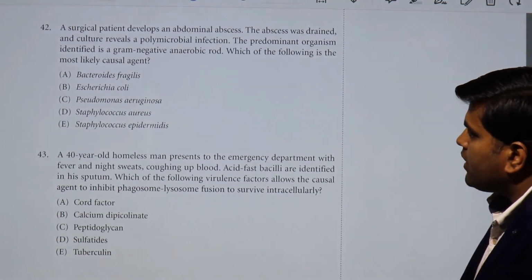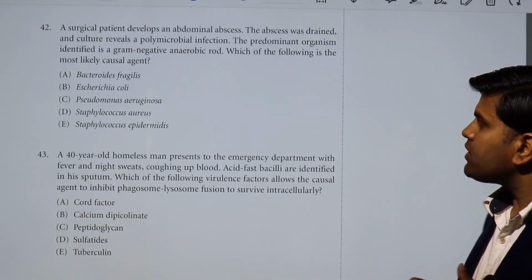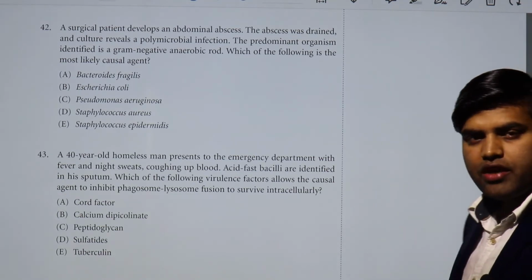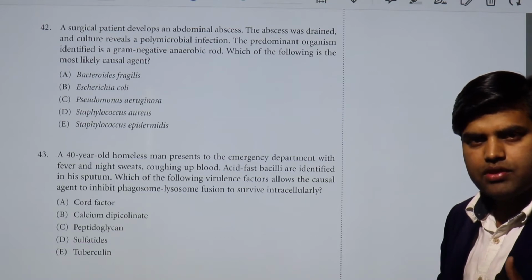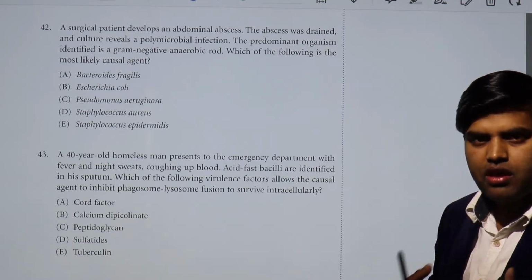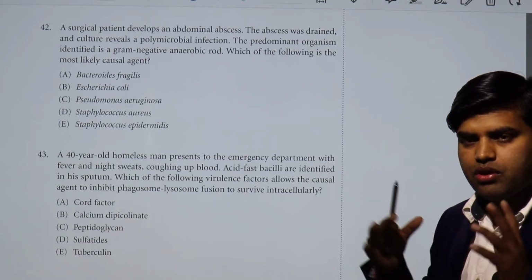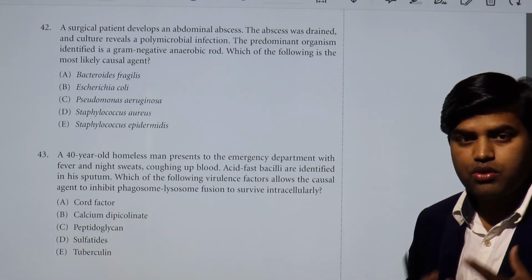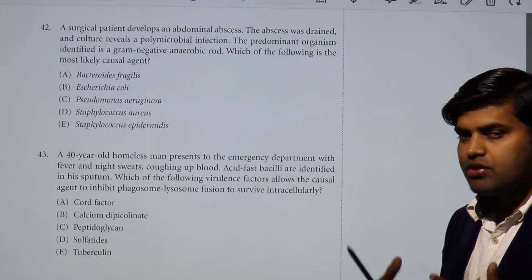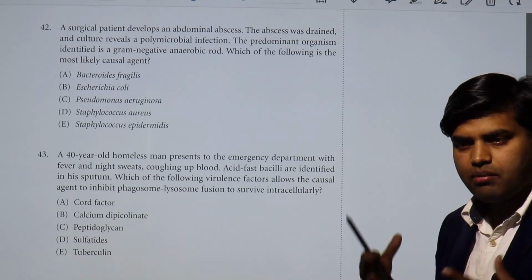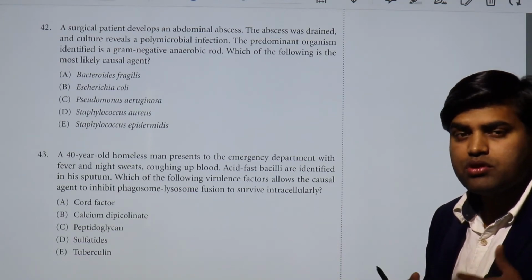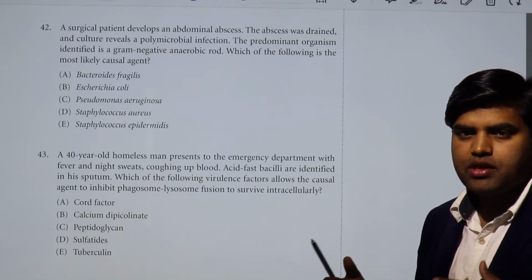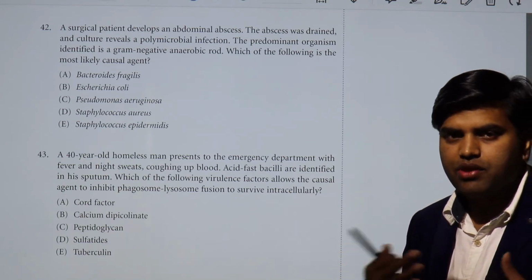Now moving forward, a surgical patient develops an abdominal abscess. So they are talking about intra-abdominal abscesses. The patient after surgery has an intra-abdominal abscess, so there is gut handling. Now they are talking about the gut flora, so gut flora has been causing these abscesses. You know what is the most abundant organism, more than the Enterobacteriaceae, the most prevalent one: the anaerobic Bacteroides species, Bacteroides fragilis.